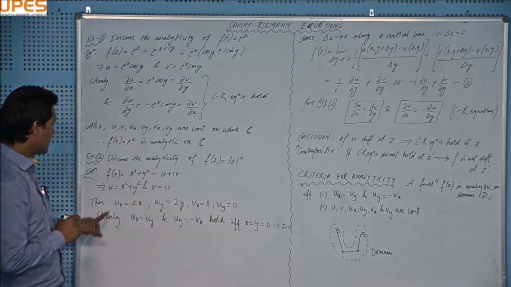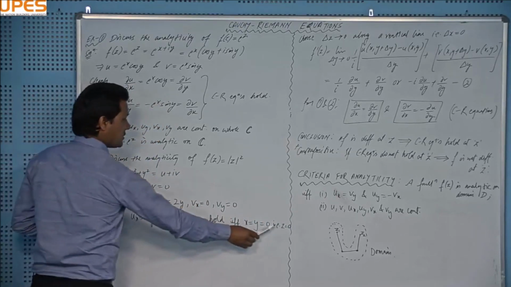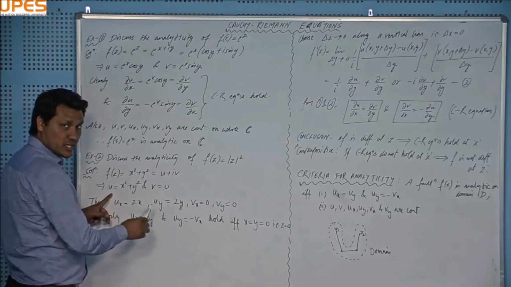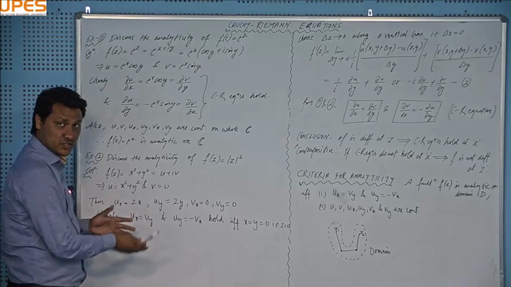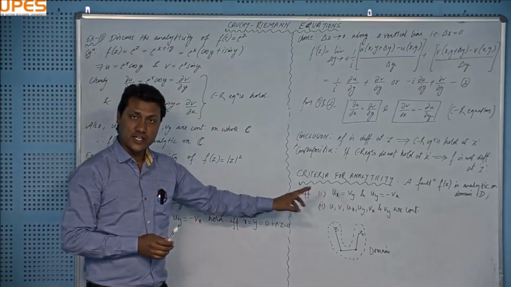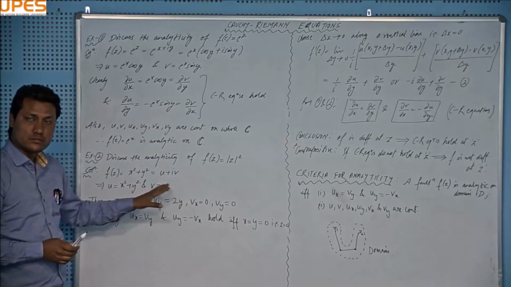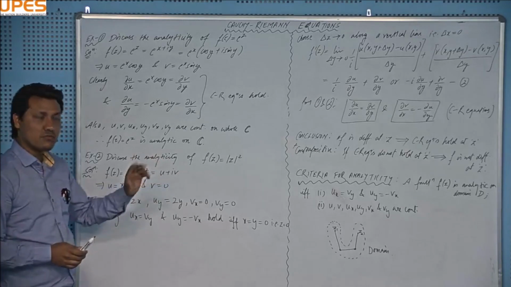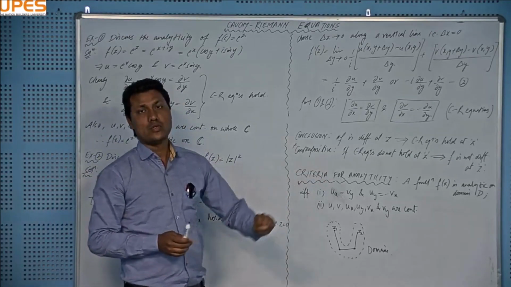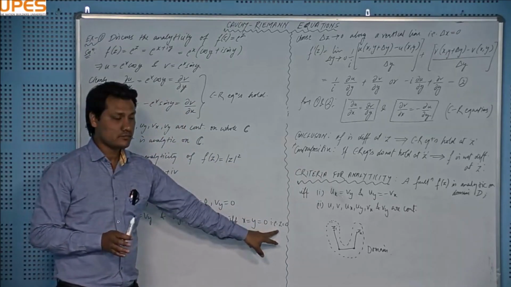It means that condition number 1 is satisfied at z equal to 0. Condition number 2 is satisfied for all points, right? But taking the intersection of condition number 1 and condition number 2, condition number 1 is satisfied for only one point, and condition 2 is true for all points. So the criteria of analyticity holds just for a single point, and that point is z equal to 0, right?